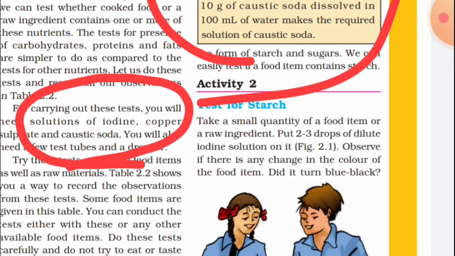A dilute solution is prepared by adding a few drops of tincture of iodine to a test tube half filled with water. So you take a test tube half filled with water, then mix in a few drops of iodine, and a dilute solution can be prepared. Dilute solution means the water percentage is more and the chemical percentage is less.